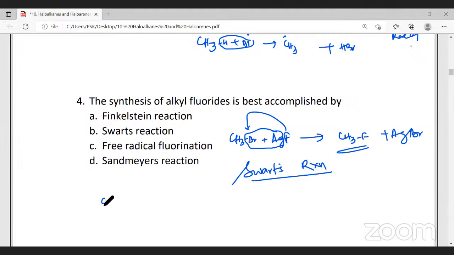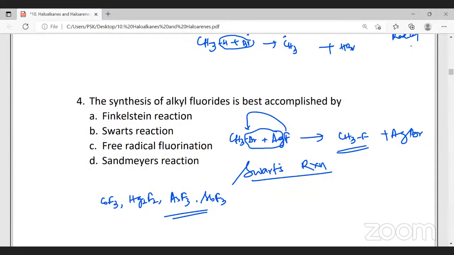So you should remember, instead of AgF, you can use other fluorinating agents like cobalt fluoride. Mercurous fluoride, Hg2F2, can be used. Arsenic fluoride and antimony fluoride can also be used. All these are called fluorinating agents. Not only AgF, any of these can be used. And the name of this reaction is Schwarz reaction.